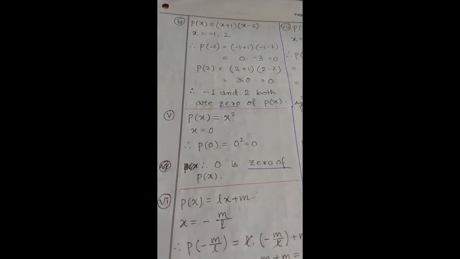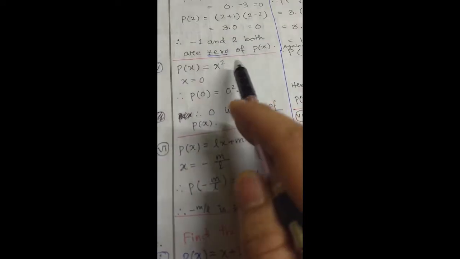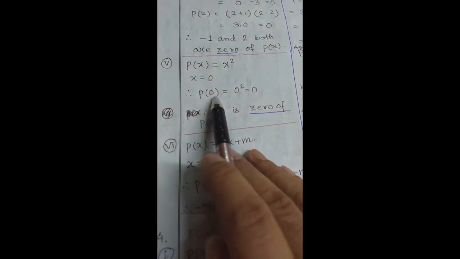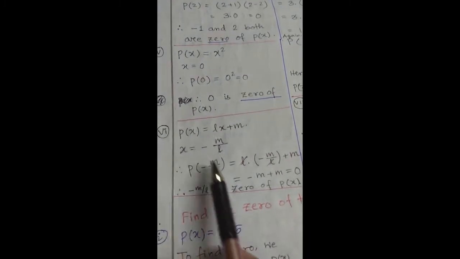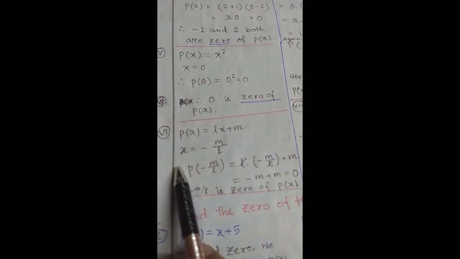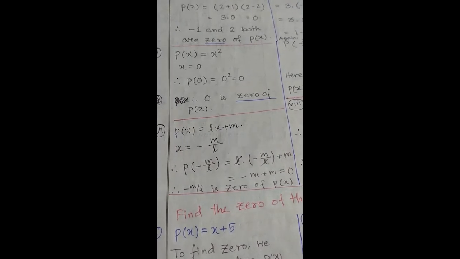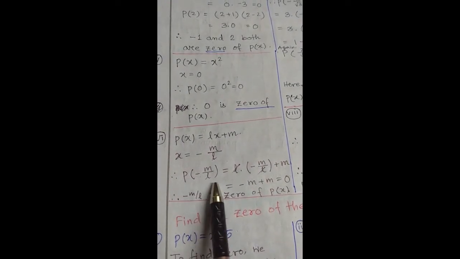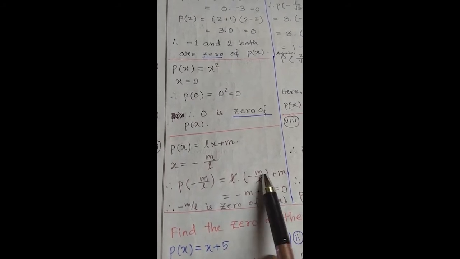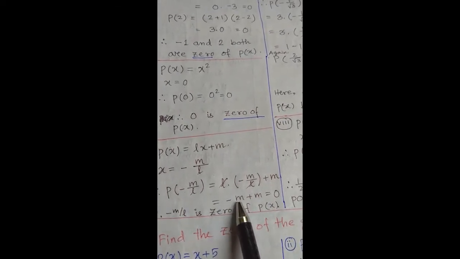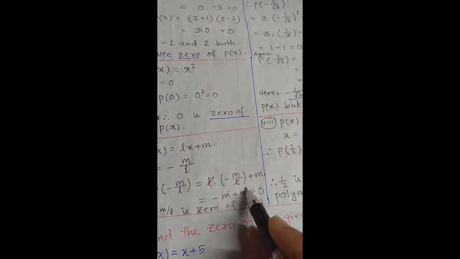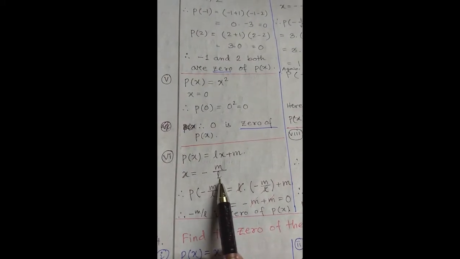Then question number 5. Question number 5 is p(x) equal to x square, and x equal to 0. So p(0) value will be 0 square, okay, equal to 0. This number 0 is the zero of p(x). That's a very interesting thing. Now p(x) equal to lx plus m and the x value given is minus m by l. So p(minus m by l) equal to l into, replacing x with minus m by l. Now l cancel, minus m, and here is plus m. Now next line, minus m plus m cancel, equal to 0.